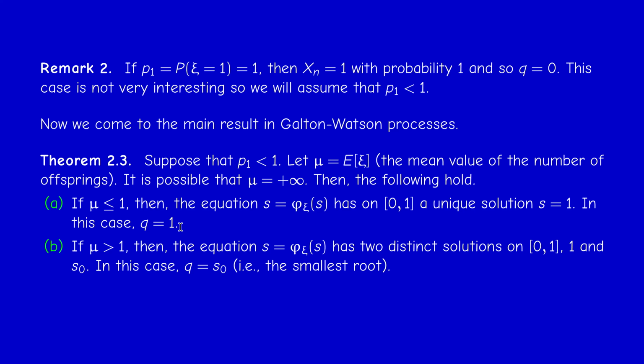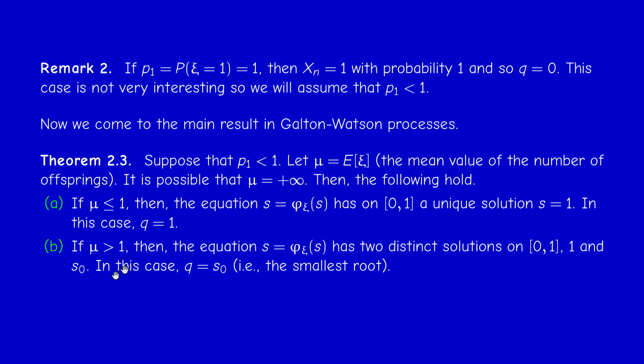So what does it mean? What is the interpretation? It means that if the mean value of reproduction is less or equal than 1 individual, then we are certain, so with probability 1, the population will die out. Okay? And this is not very interesting. Okay, so we are sure that, with probability 1, the population will die out. Now, mu is the average number of offspring that each individual produces.